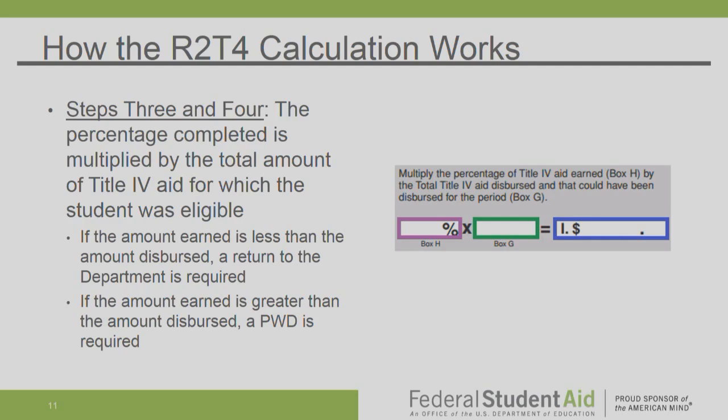And then again, we're back to what we discussed earlier, that there are 3 possibilities. The amount earned is greater than the amount disbursed, in which case a post-withdrawal disbursement is required. The amount earned is less than the amount disbursed, in which case a return is required. Or the amount disbursed and the amount earned are equal, so enjoy your retirement.